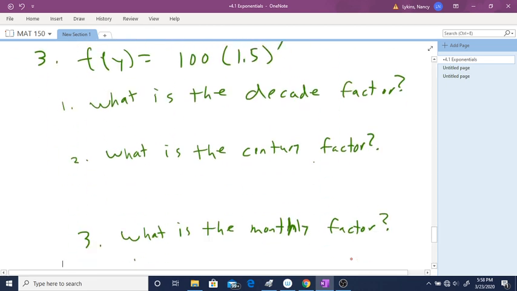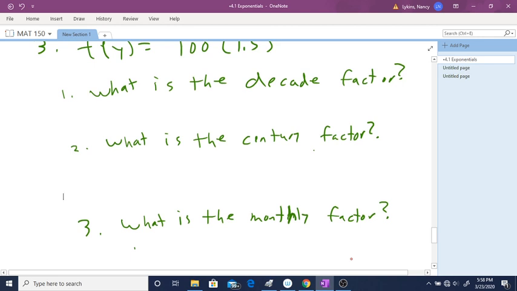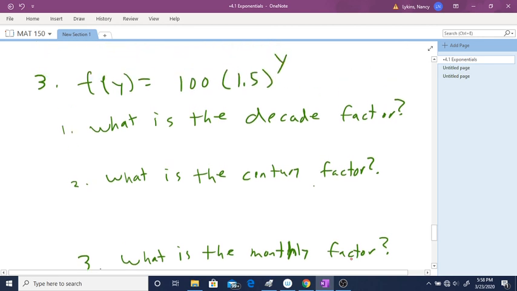Now, here's one that has always given my classes a little difficulty. I'll give you an equation. It's f of y equals 100 times 1.5 to the y power. Now, I'm asking, what is the decay factor?